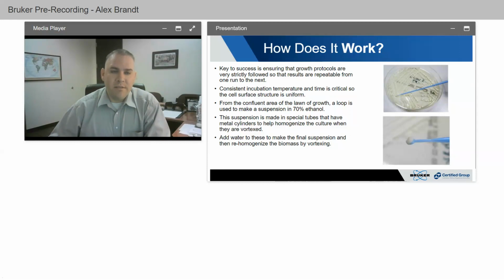and use a loop and then put that in a tube to make a suspension in 70% ethanol. This suspension is made in special tubes that have metal cylinders in them to help homogenize that culture. So again, we said homogeneity is very important. So we'll vortex that culture and make sure it's homogeneous. We add water to those to make a final suspension and then rehomogenize that biomass by vortexing again.